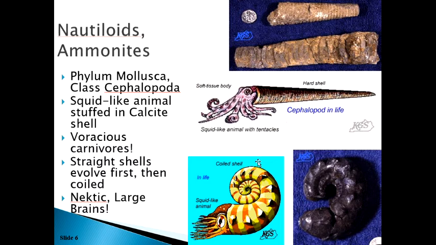I would classify them as nektic creatures, and they probably were quite brainy, big brains. Octopus is probably the brainiest invertebrate creature without a backbone in the entire world. And there's no reason to think that their ancestors were any different.